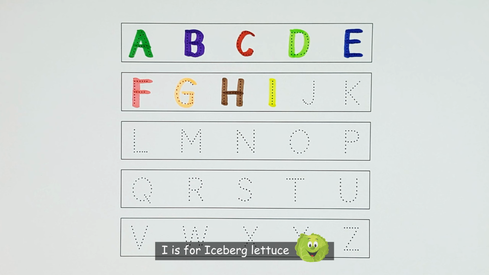F is for fig. F. G is for grapes. G. H is for hot chili. H. I is for iceberg lettuce. I.